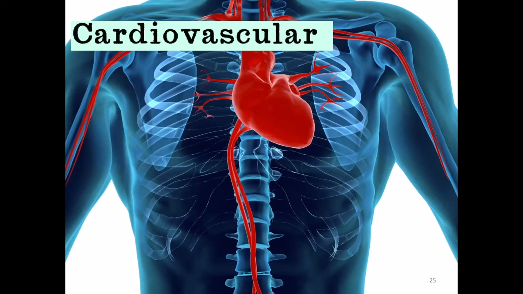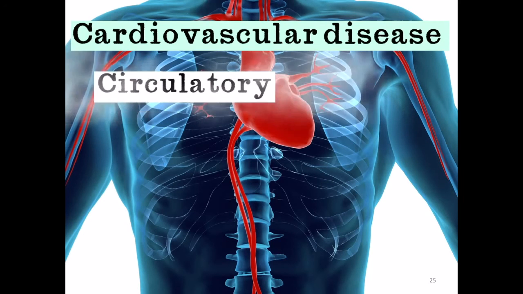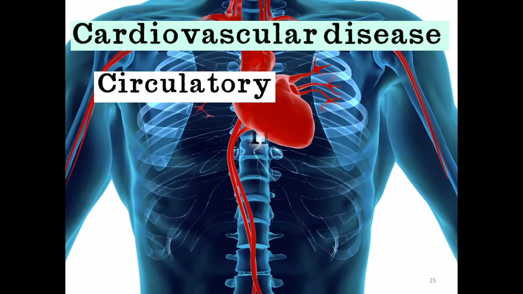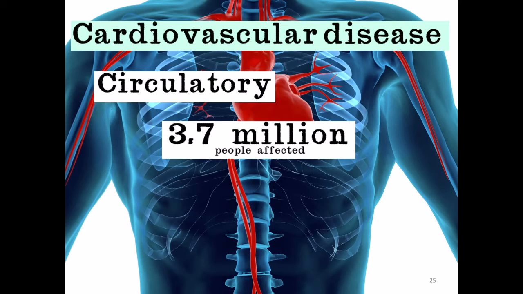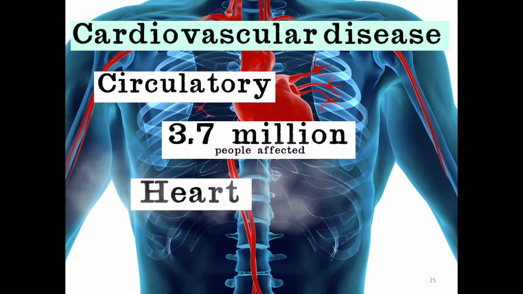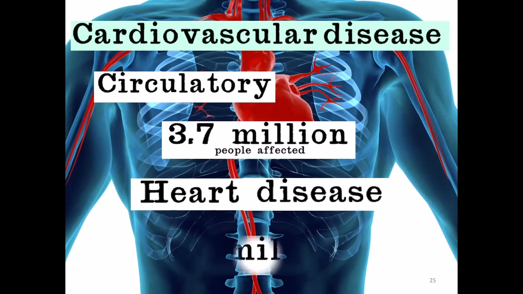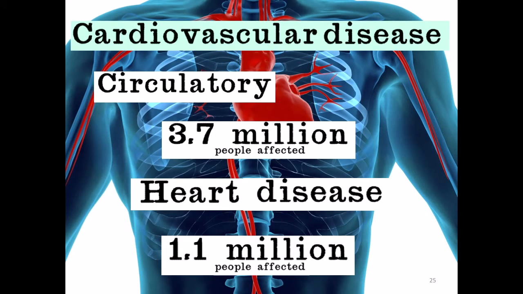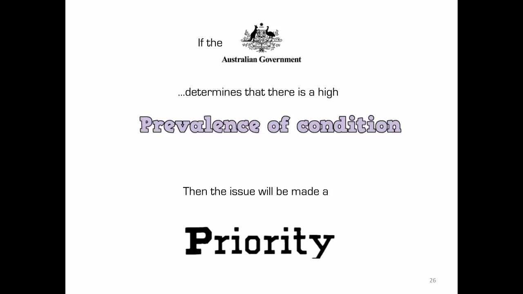If we look at cardiovascular disease a little more closely, we can see that circulatory disease, for example, 3.7 million people in Australia are affected by it. Heart disease, again, 1.1 million people are affected. So this is a disease that has a very high prevalence. So it makes good sense to allocate resources, funding, education to try to lower this so that the community is better off. So if the Australian government determines that there is a high prevalence of condition, then the issue will be made a priority.